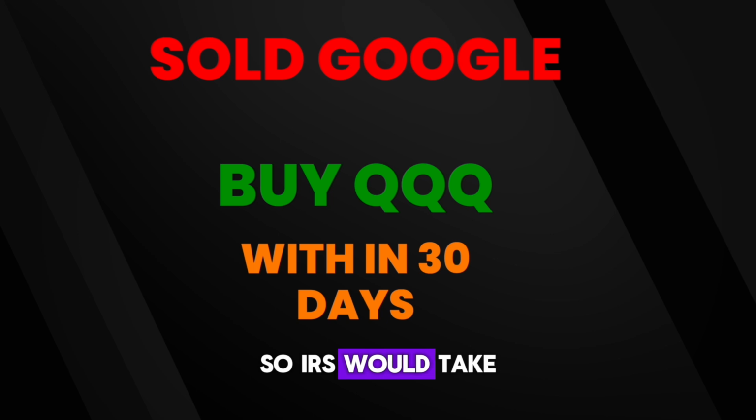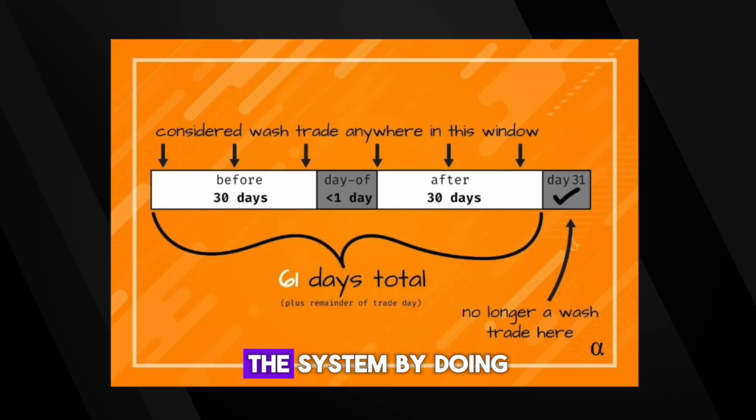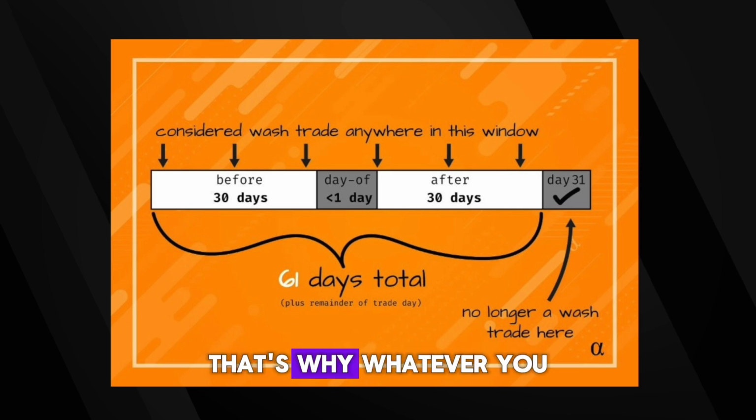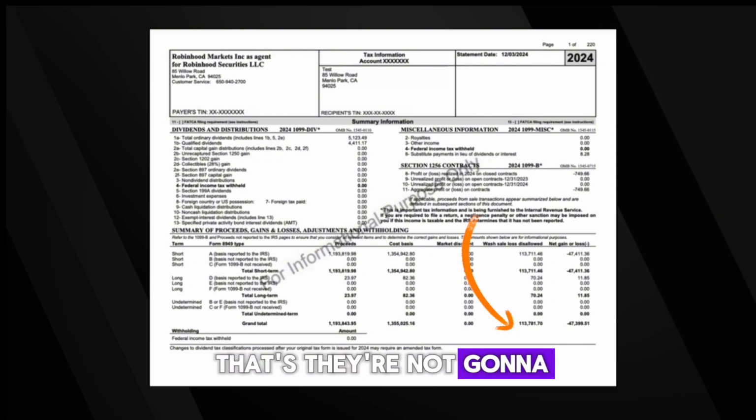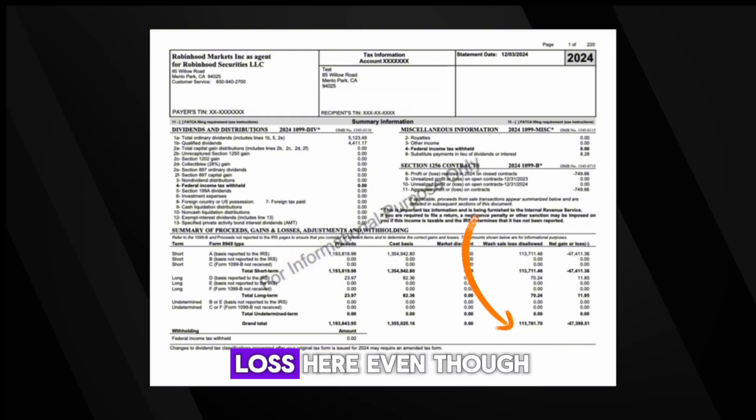So the IRS would treat it as a wash sale, that you are trying to game the system by doing this thing, and they very well know about this. That's why whatever you see here, this is the amount that they're not going to allow you to claim as a loss. If you see a loss here, even though you would see a loss, you won't be able to claim this loss because the IRS does not allow that.